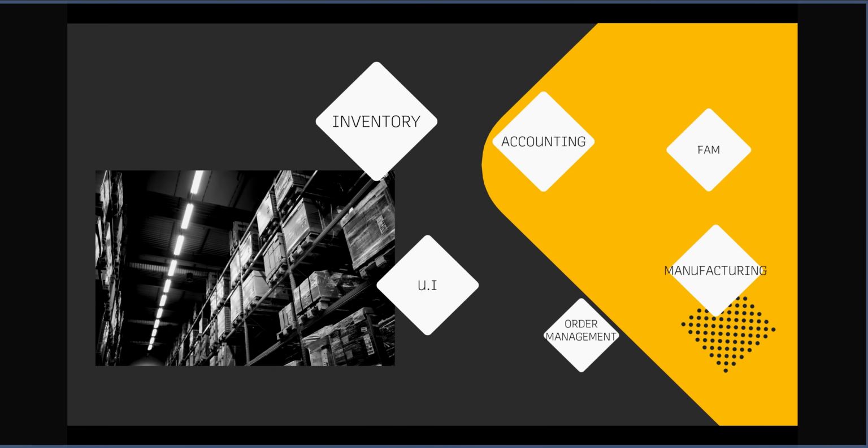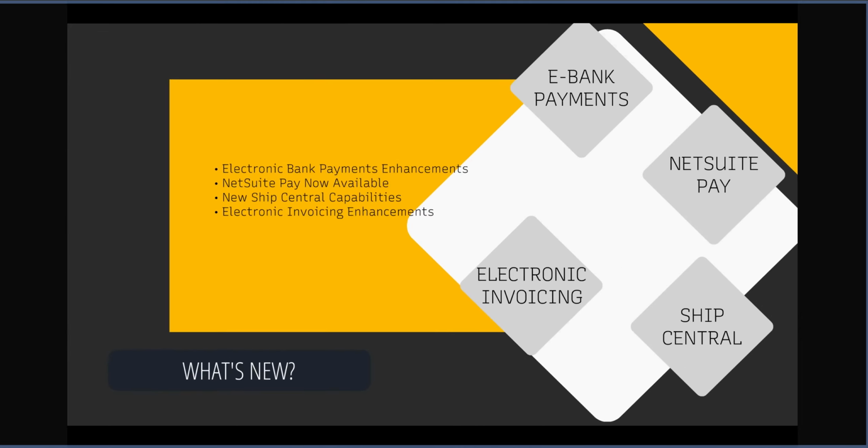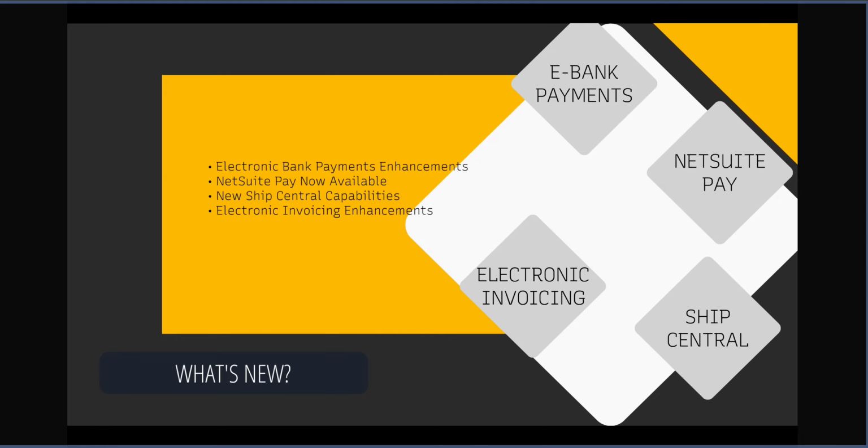Thanks, Tina. We have a lot of new features this time in accounting, fixed assets, imports, revenue recognition, order management, inventory management, etc. Let's go through some important features one by one, and I would like to start with order management. In 2024.1, we have order management enhancements for two different SuiteApps, which are electronic bank payment enhancements and NetSuite Pay Now. Also, we have some enhancements to new Ship Central capabilities and electronic invoicing enhancements.